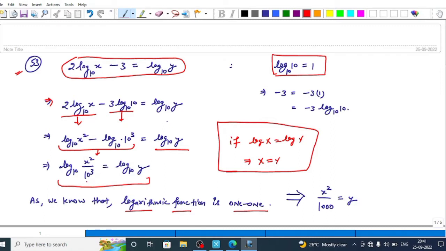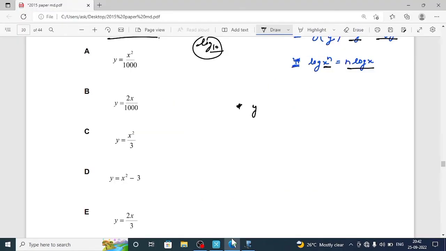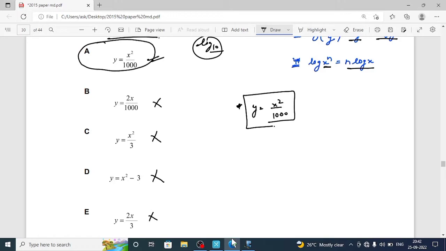This implies that this term equals this term, that is x square upon 10 raised to power 3 is equal to y, that is y is equal to x square upon 1000, and this implies that option A is correct, option B incorrect, C incorrect, D incorrect, and E incorrect. That is, option A is correct.